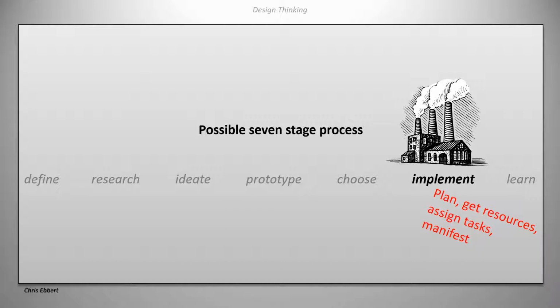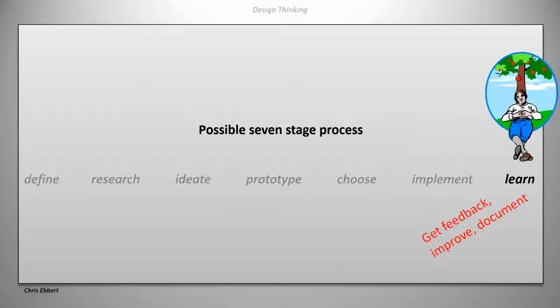And then things get implemented with all the usual planning and resource acquisition and task assignments and manifestations that come with implementing and making something. And you might learn something from that in the end for next time and for improvements. Okay, so these are the 7 stages that design thinking would go through.